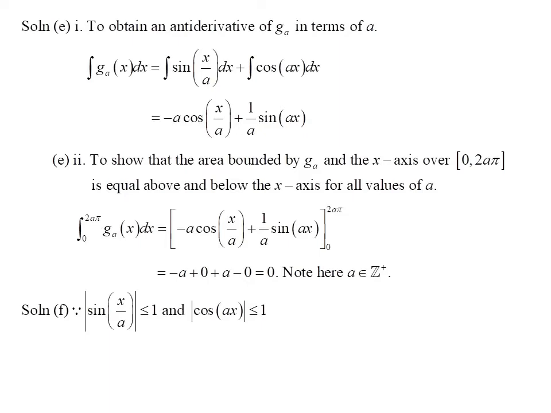Part F is to show why the maximum value of g sub a of x cannot be greater than 2, and at the same time why g sub a of x cannot be less than negative 2 for all values of a. Since both the modulus of sine x over a and the modulus of cos ax are less than or equal to 1, g sub a of x is greater than or equal to negative 2 but is less than or equal to 2. Therefore, the maximum value of g sub a of x cannot be greater than 2, and at the same time it cannot be less than negative 2 for all values of a.